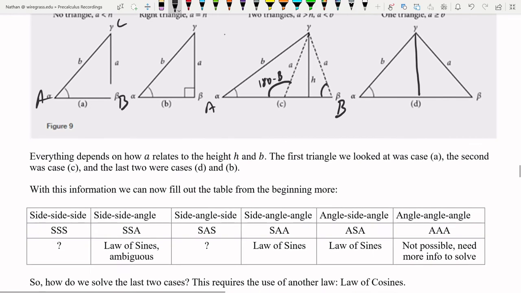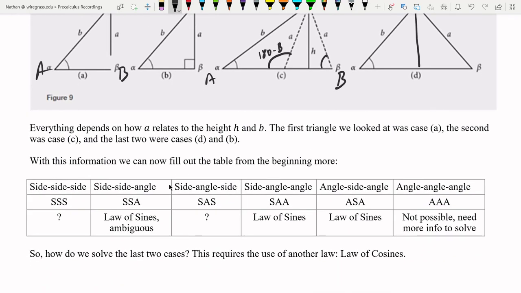And with this information, now we can look at filling out our table again. We have this ambiguous case here. These two we looked at in the previous video. And of course, this you can never find. But to find these last two scenarios, we need to know the law of cosines.